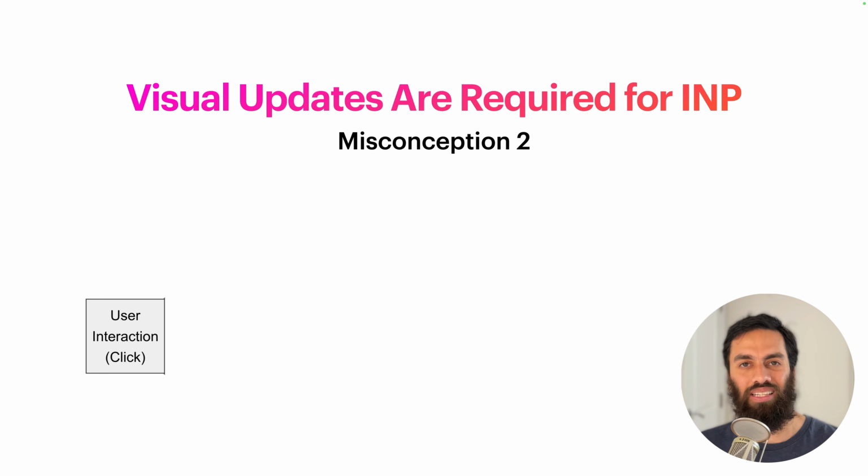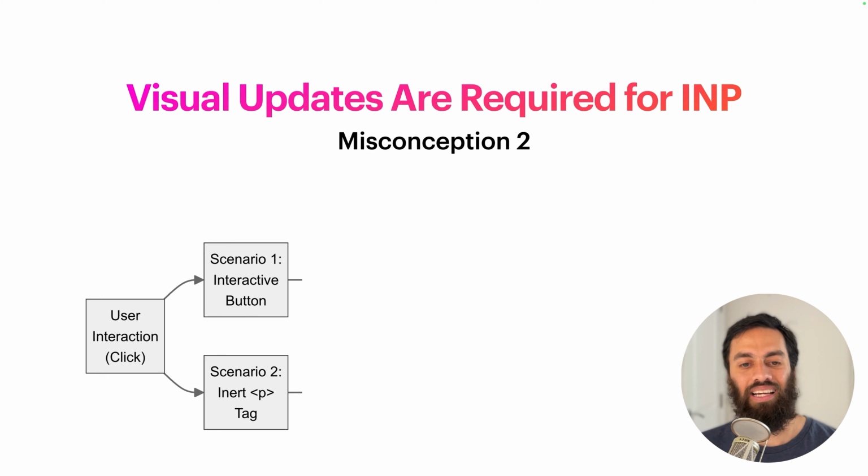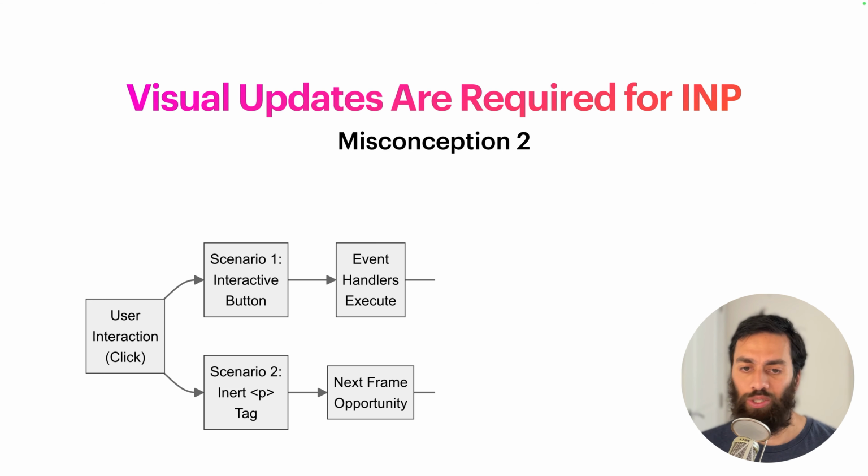And I want you to take a look at this very simplified diagram and imagine a user interaction, like a click. We'll consider these two hypothetical scenarios. One is that the user clicked on an interactive button, and the other scenario is that they clicked on an inert paragraph tag. In the first scenario, the button was interactive, so some event handlers did execute, and the browser is of course going to need to wait for that to happen before it can measure INP. Whereas in scenario 2, nothing changes.